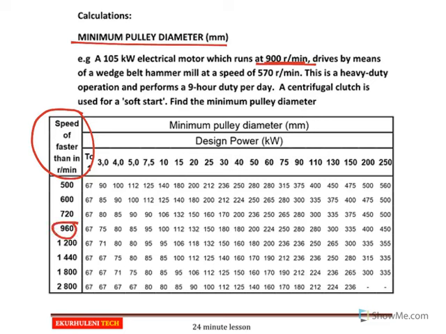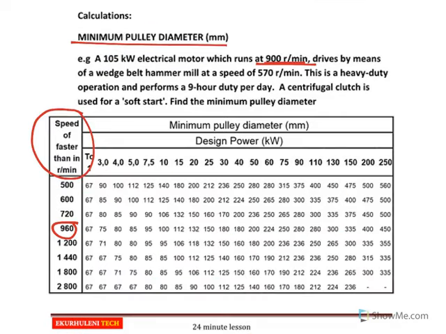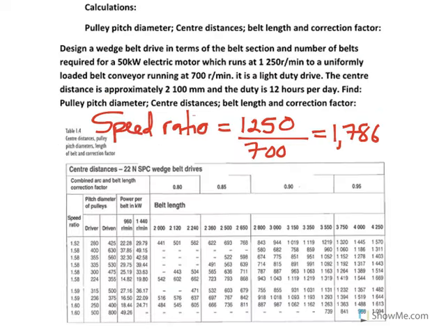In this case, it is 960, as well as then the design power. But remember, in the previous question, we said the design power after calculation it was 126. So here, design power is 126. You are going to look at the number close to 126, which is 130. Now, when you go down here and you come with 960, you are going to find that the minimum pulley diameter is 300 millimeters. So that is the minimal pulley diameter.